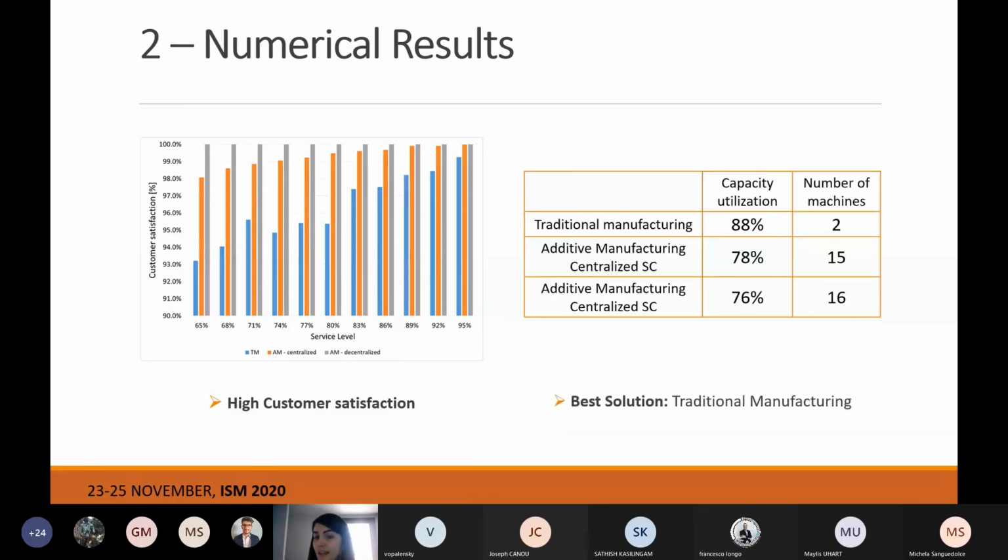The last two indicators show an opposite trend. In fact, in this case, traditional manufacturing can exploit its centralized production with a higher capacity utilization and a lower number of machines. And in particular, we can see that additive manufacturing has a number of machines which is considerably higher than the traditional manufacturing solution.